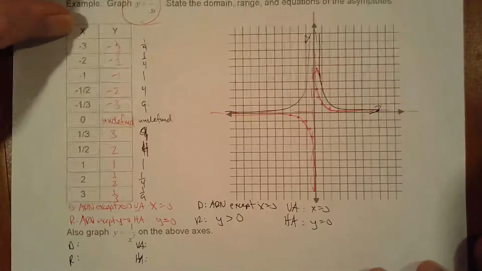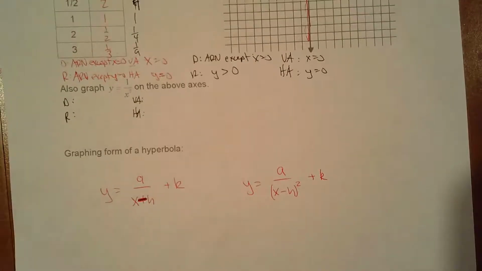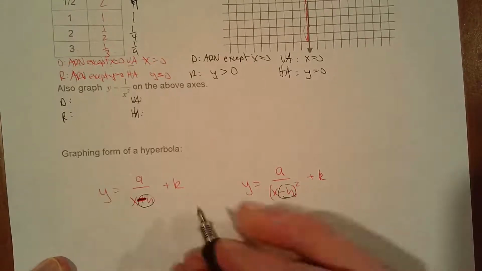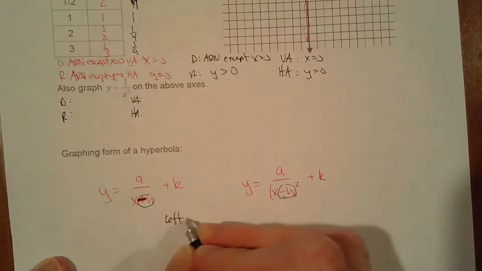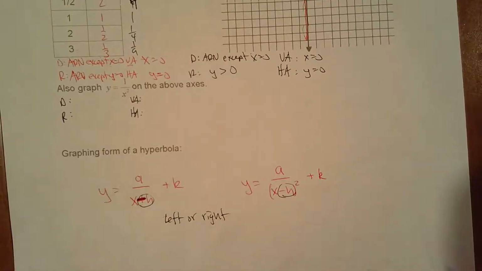And the shortcut for these, again, that's supposed to be a negative right there. This is kind of the standard form here, where the h is right here. That says left or right. It's going to shift it left or right, and that is the opposite of what you think. So if it's negative, it goes right. If it's positive, it goes left.